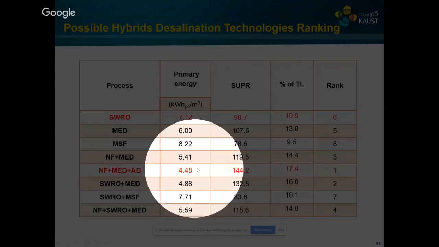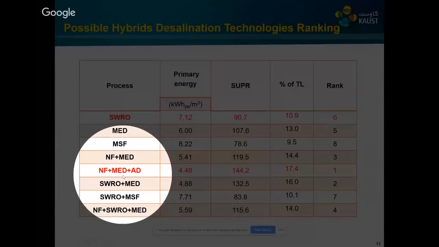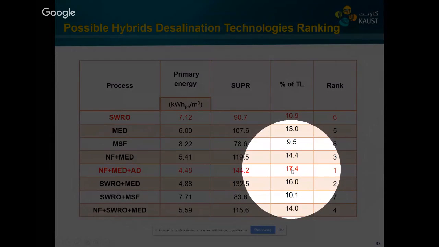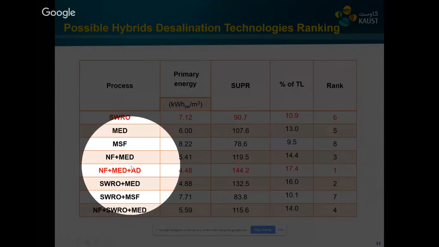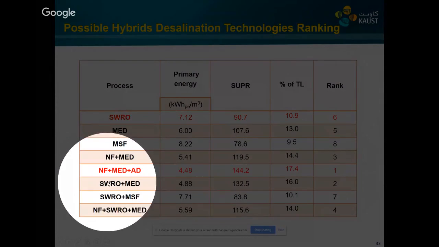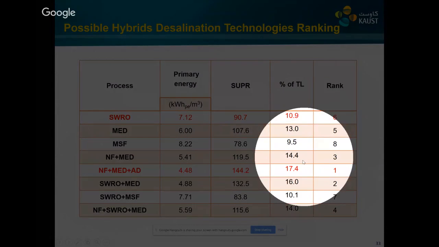And interestingly, we can see over here in the ranking, again, our system, NF, MED, and AD, was the highest performance process as compared to all available processes. And the second one was if we integrate SWRO with MED for more recovery. And similarly, the other processes.